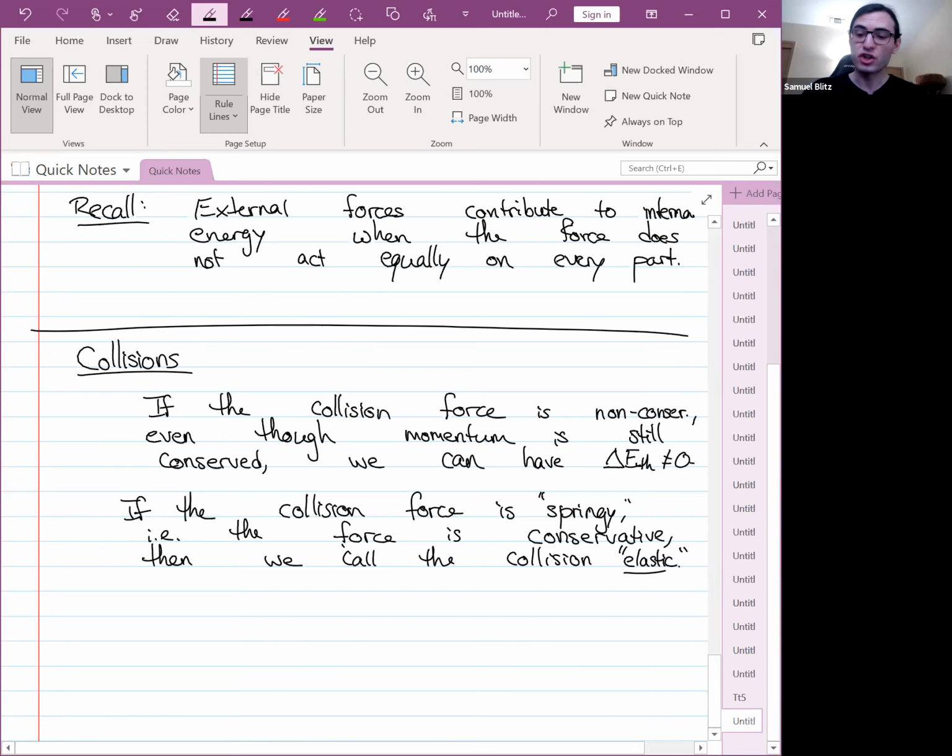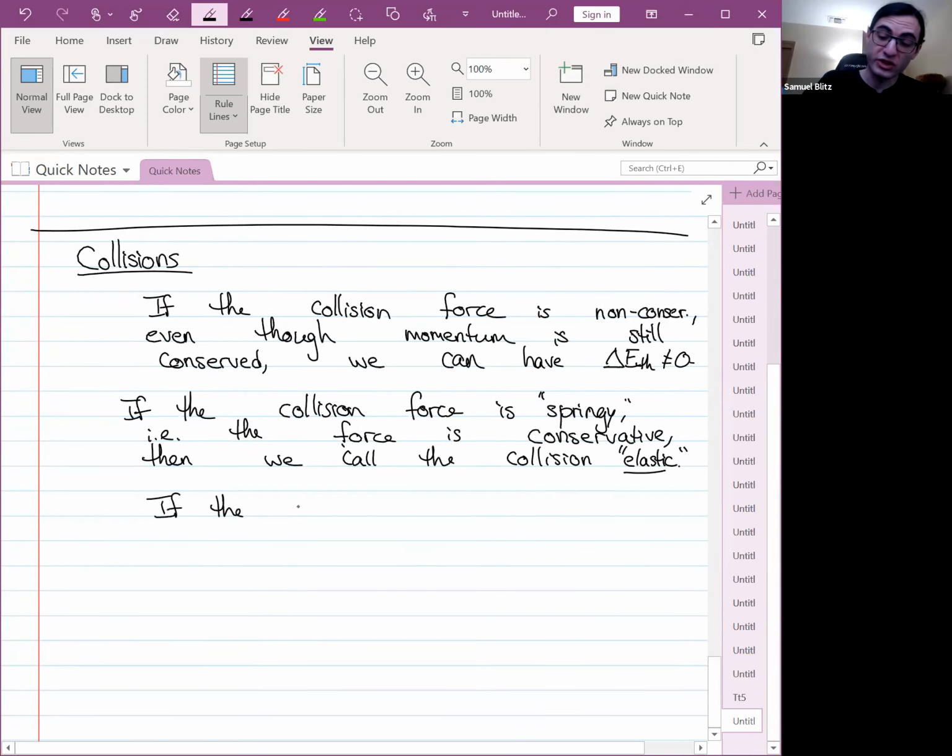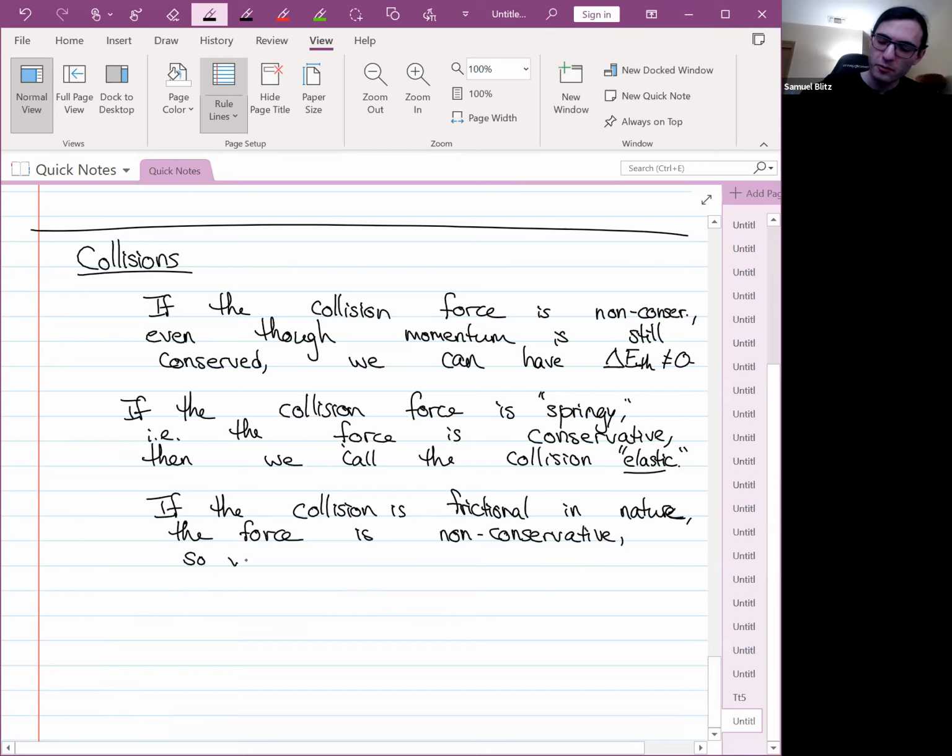If the collision is frictional in nature, or just non-conservative, the example here would be a book that's stationary and then another book that comes in, slides on top of it, and then they move together. That would be an example of a frictional collision. The force is non-conservative, and we call those collisions that involve non-conservative forces inelastic collisions.